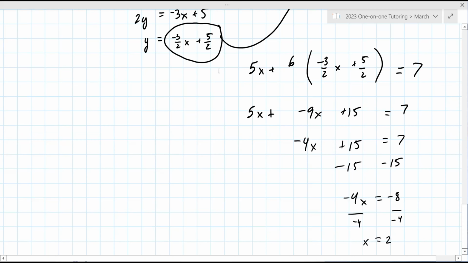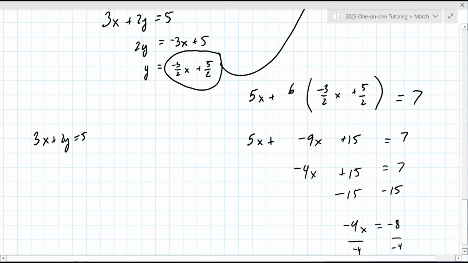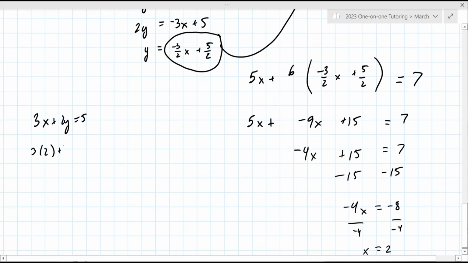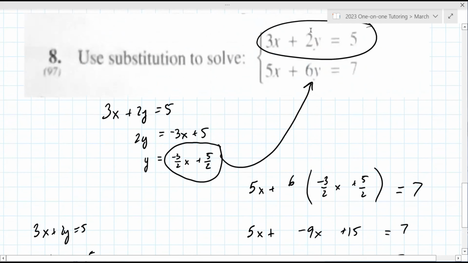Right. And then we'd substitute that in the original equation. I probably would not go back to this one. I'd probably go to the 3x plus 2y equals 5, and it should work in both. So we got 3 times 2 plus 2y equals 5. So we get 2y equals -1, y equals -1/2. Okay. So substitution means solve for one variable, put it in the other. This is actually not a typical substitution problem because it doesn't work out nicely where you've got one already solved for, but can't do anything about that.